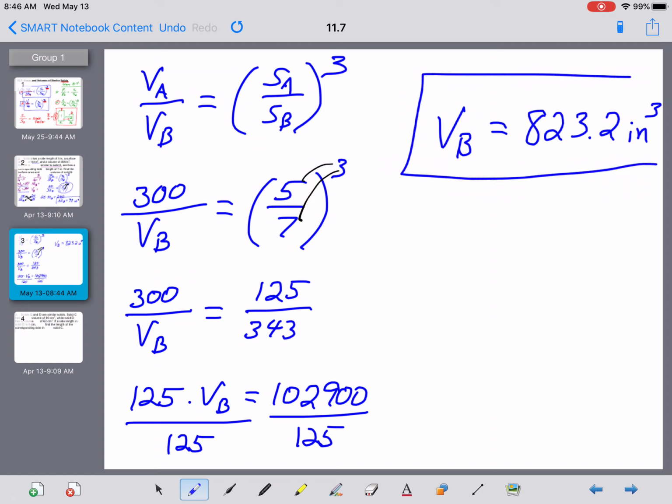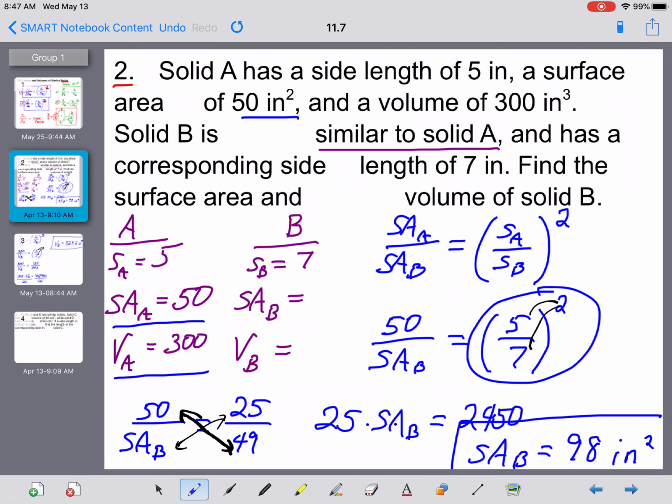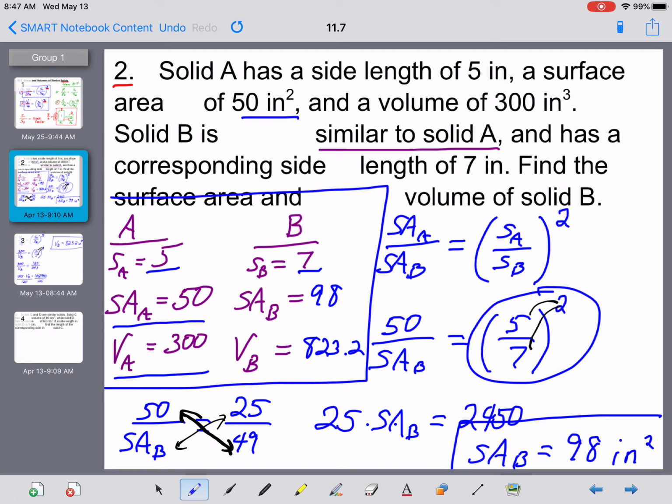Okay, guys, so that is how that problem works, looking at those two side by side right there. So that's what we've come up with. The second figure, B, is definitely bigger than A here. 7 was bigger than 5. We came up with a surface area of 98, and our volume then was that 823.2. Now, just one thing I want to point out about these six numbers before we move on.